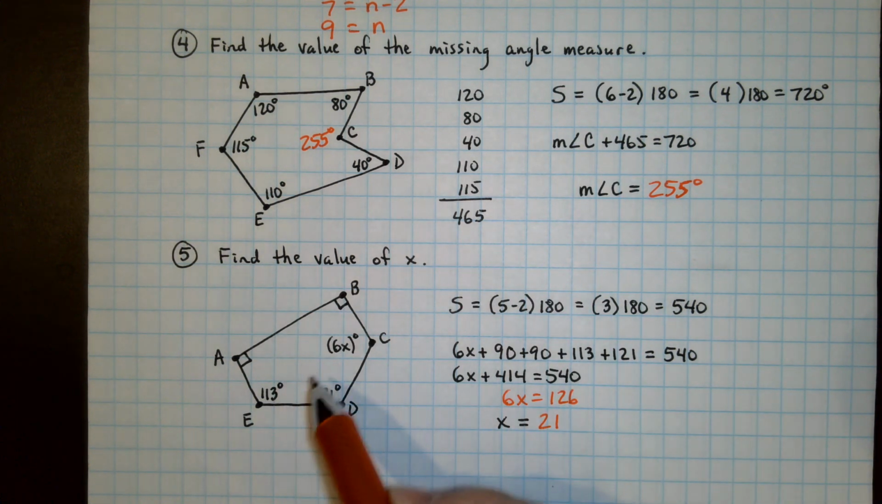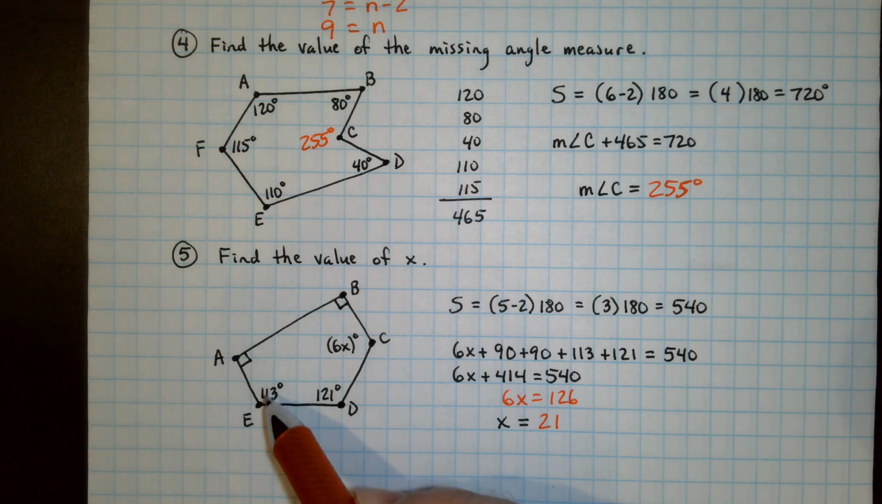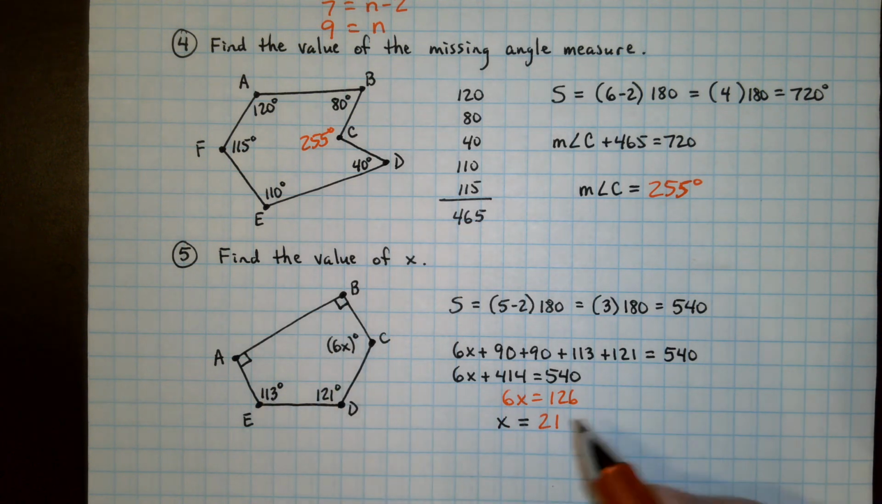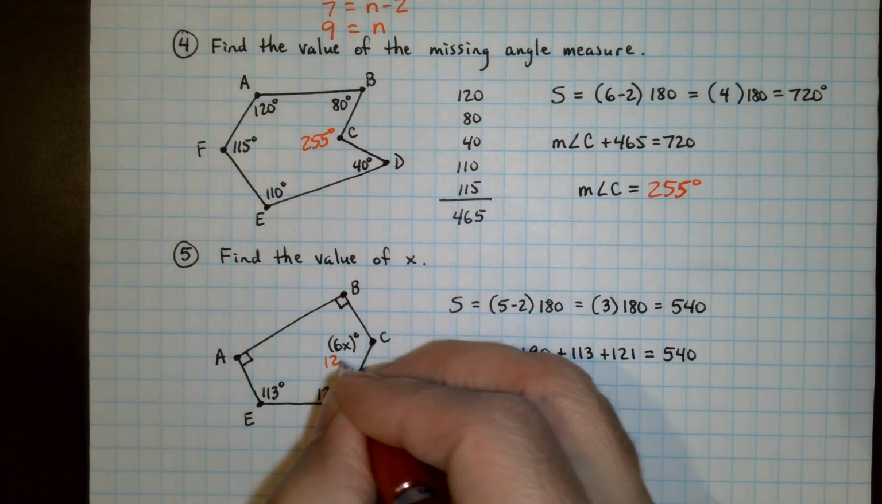Now if you wanted to, especially if there were more than one that had an x in it, you could take that x and plug it in right here to find that missing angle measure. Of course, we already know that it's 126 degrees.